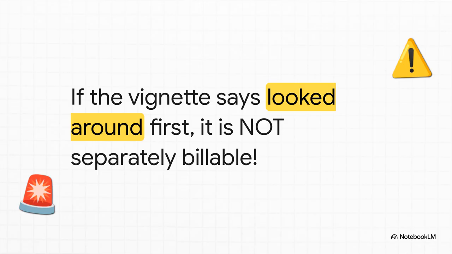And here is the classic exam trick they'll use to bait you. The vignette will explicitly say the surgeon looked around first or performed a diagnostic scope right before performing the repair. Guys, do not fall for it. That language does not magically make a diagnostic scope separately billable if they immediately followed it with a surgical scope in that very same compartment.